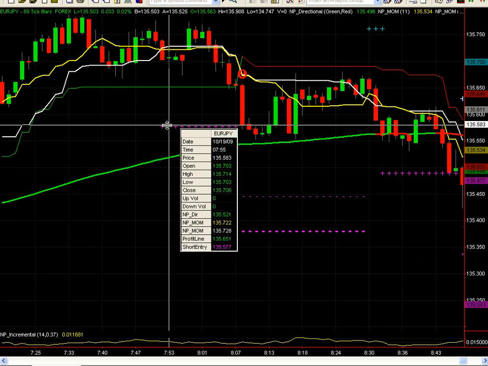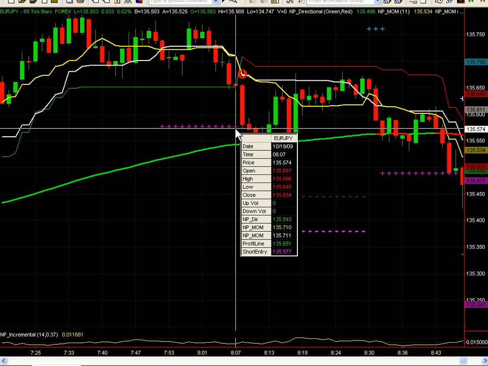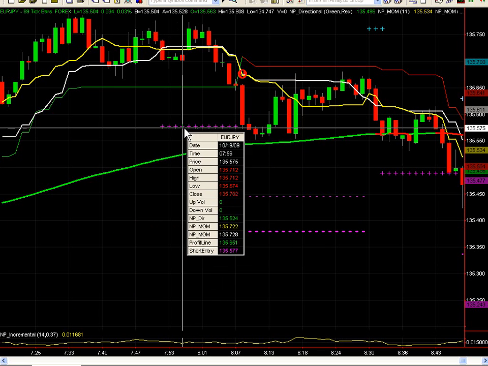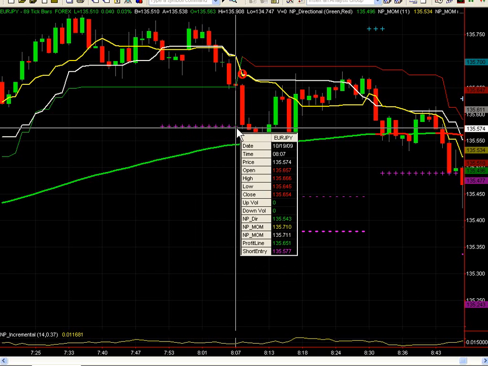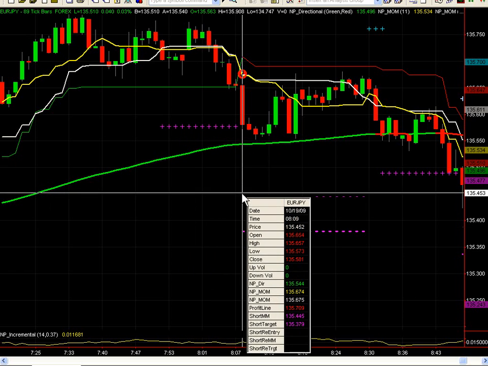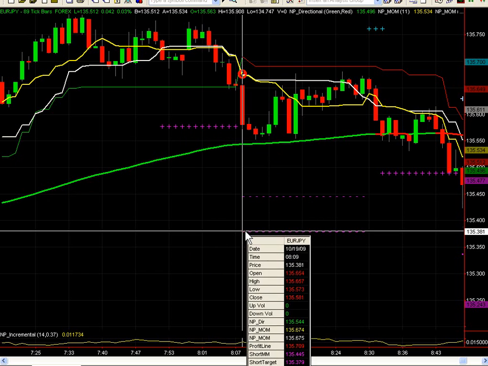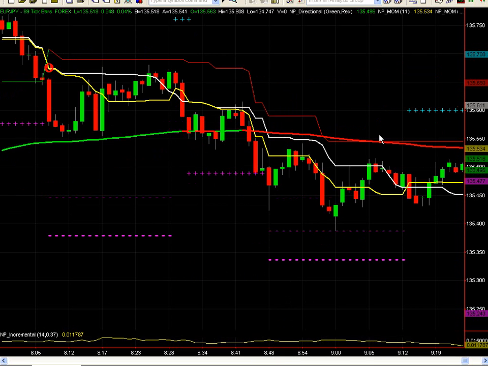Okay, so we got the setup. You can see it's set up back here. It took a few bars to trigger, but it's not a lot of time. That's about, in this case, 15 minutes. But the whole time I had that exact entry. As soon as it triggered, immediately I had a projected target, money management and a target level.